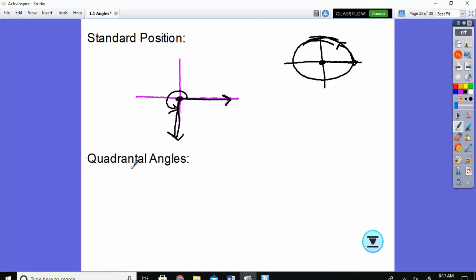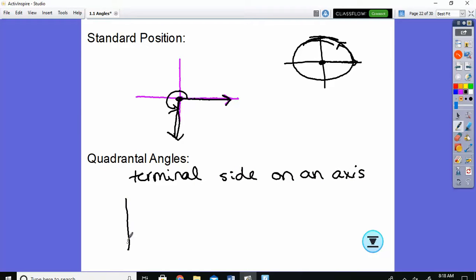Quadrantal angles are angles with a terminal side on an axis. This would be an example of a quadrantal angle. It has to be in standard position, so that has to be the initial side. Terminal side on an axis. So what would this angle measure be? 90. Here's another quadrantal angle.